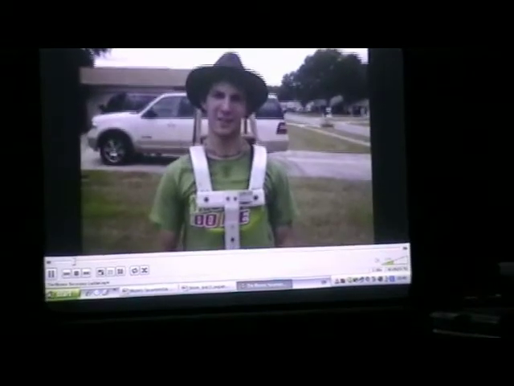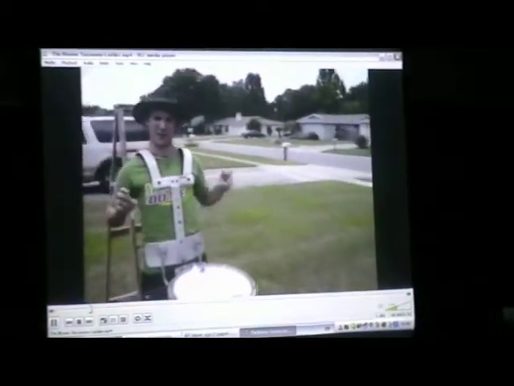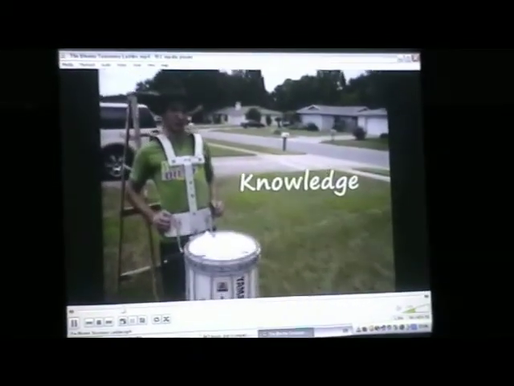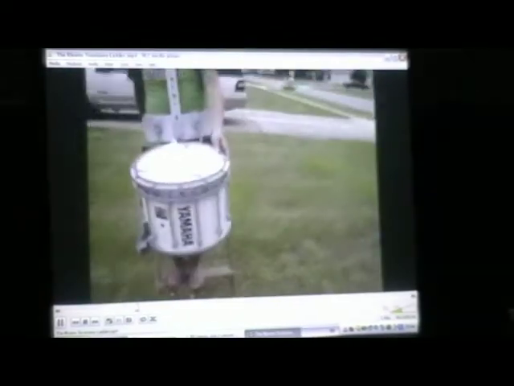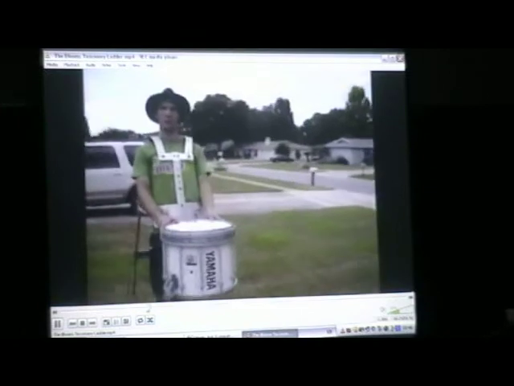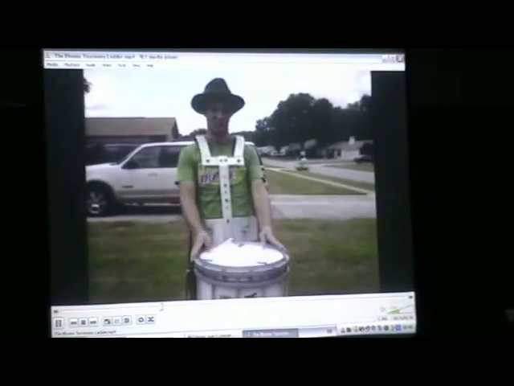Bloom's taxonomy is the classification of the 6 different levels of the cognitive domain or the thought process. The first and most basic of these levels is knowledge. This refers to defining, naming, or labeling an object. This is a drum. The next of these levels is comprehension. This refers to the classification or description of the object. Drum is a percussion instrument.